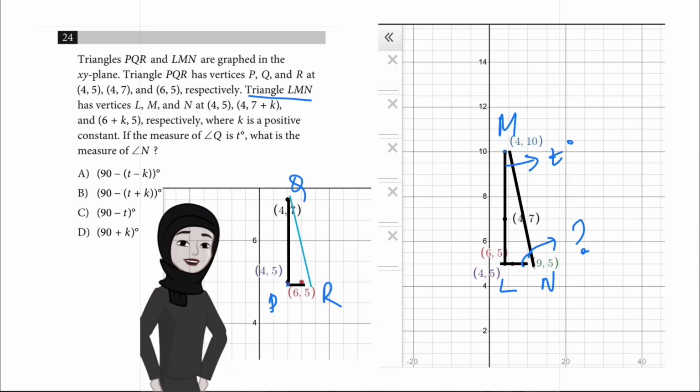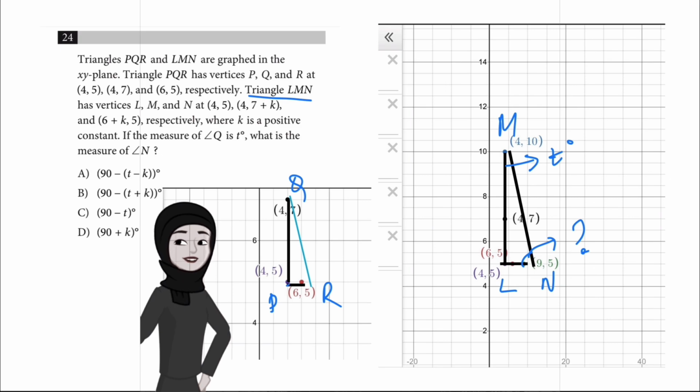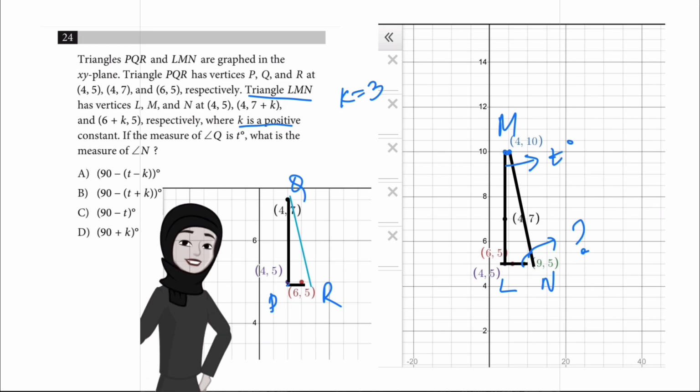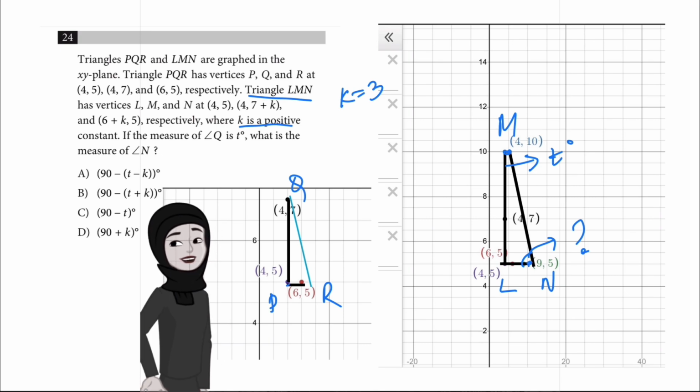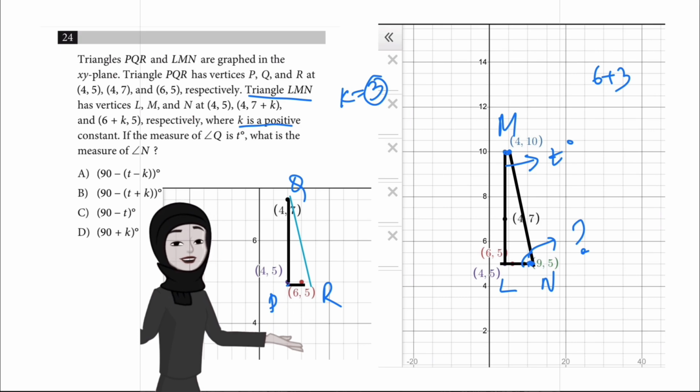P and L have the same point (4, 5). P is also (4, 5), and L is also at the same point (4, 5). And then M, however, is (4, 7 plus K), and K, they say, is just a positive constant. So what I have done is I have just taken K to be 3 just to represent it. If K was equal to 3, that means it would be plotted at (4, 10), because 7 plus 3 is 10. In the same way, the point N says it is 6 plus 3. Since I have taken K to be 3, just for representation purposes, N becomes (9, 5), because it's easier to understand with numbers.